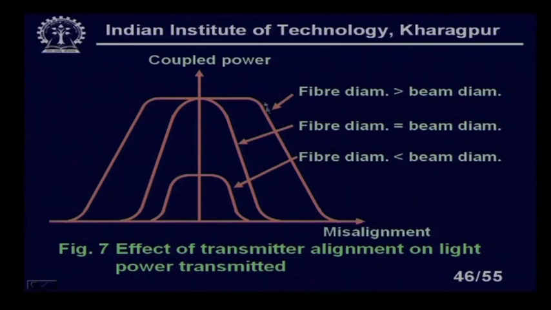We can see how much misalignment tolerance we have. A multi-mode fiber always has a larger diameter, so that is an advantage, whereas the fiber diameter may be equal to the beam diameter or less than the beam diameter. Whenever the fiber diameter is less, only a small amount of misalignment will be tolerated.